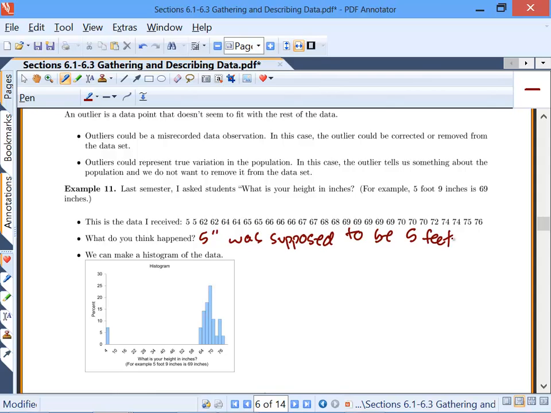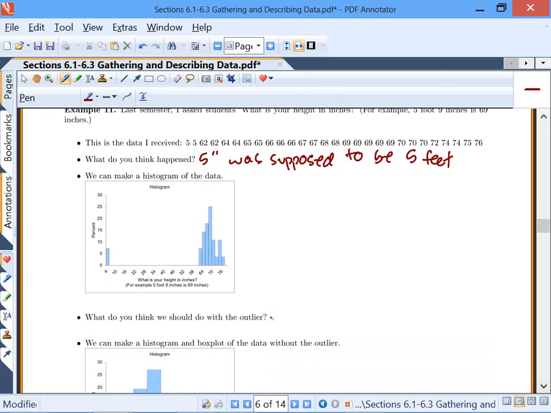And so when I look at this data set, here's my histogram. I have all of these nice heights that are from 62 to 76, and they look good, but then I have these few people in my class that are 5 inches tall. Because I know that was a misrecorded data point, I can take those outliers out, I can remove the outliers. Or I could potentially change them to 60 inches.